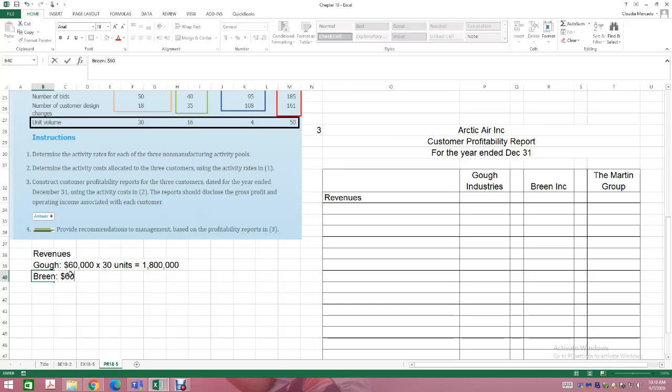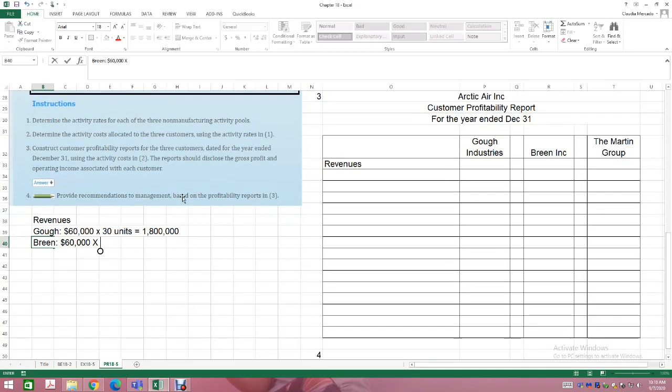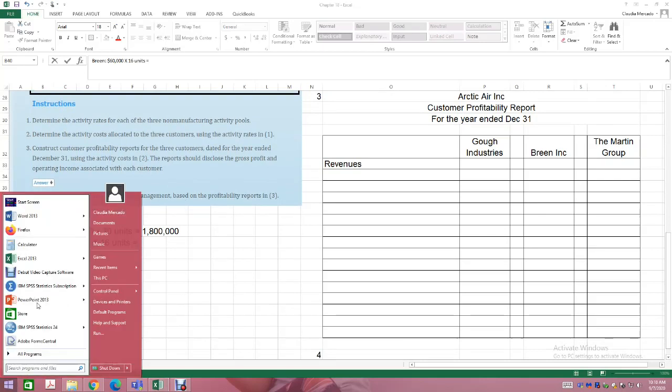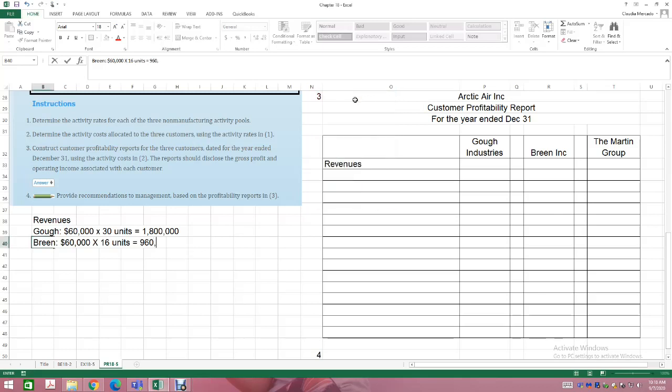So I know that I sell each unit at $60,000. Now Bryn purchased 16 units. And then I can get my calculator. That'll be 60,000 times 16. That'll be $96,000, okay? No, $960,000. I'm sorry, I forgot a zero. $960,000. So that'll be $960,000.